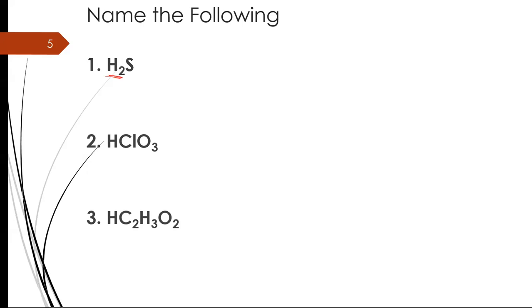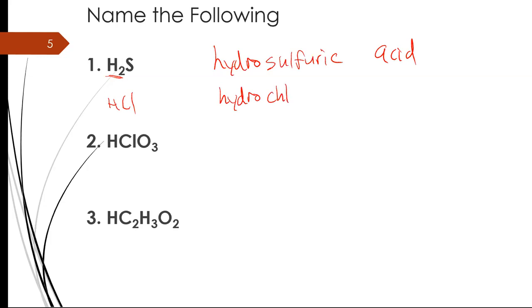So for something like this, if there's just two elements, so it's hydrogen and just one other element, then you want to first start off by writing hydro. You then name the other element, sulfur. You change the ending to ic, and then you add in acid. So if this was something like HCl, we would start that with hydro. Then we would add in chloride or chlorine. We change the ending to ic. So instead of chlorine, it becomes chloric, and then acid.